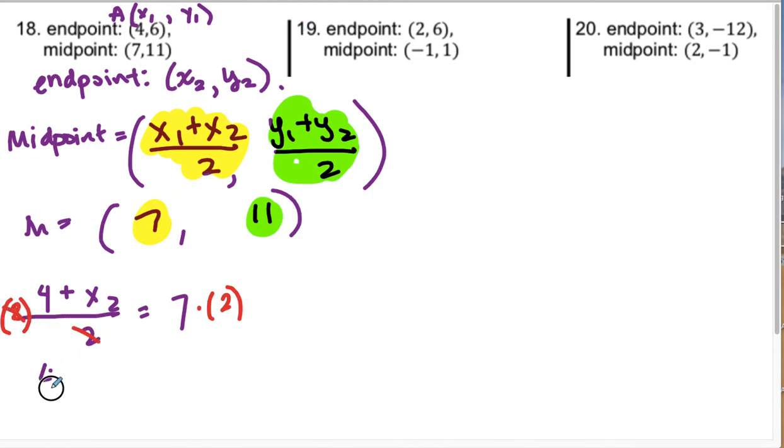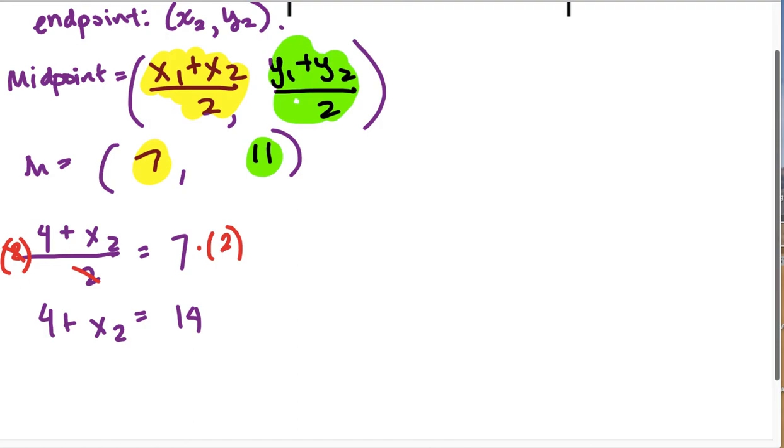What I am left with is 4 plus x sub 2 on the left side, and on the right side, I have positive 14. Now I just have to subtract 4 from both sides. So x sub 2 becomes 10. All right, so I need to remember that.